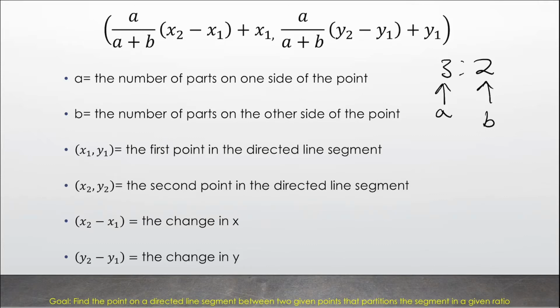X sub 1 and y sub 1 are the first point in the directed line segment. X sub 2 and y sub 2 is the second point. And this x sub 2 minus x sub 1 is just the change in x. Y sub 2 minus y sub 1 is the change in y. Okay.